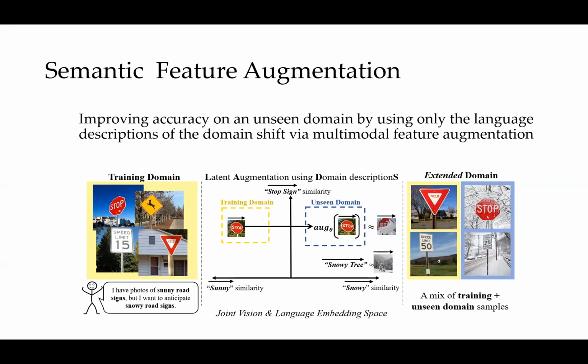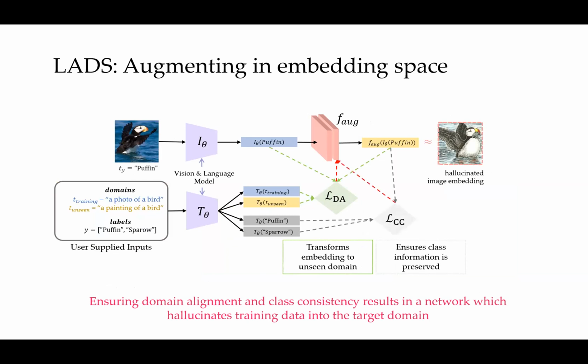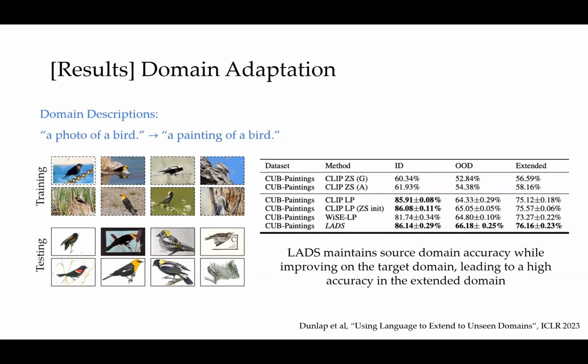And the LADS paper takes imagery, maps it into the CLIP space, accepts additional language specifications for different domains, and then imagines what the training image would look like in that new domain, and uses that as augmentation for a classifier. So we do this using a set of losses that I won't try and explain in detail right here, but there's essentially a class consistency loss and a domain adaptation loss. You've seen things like that before in our work and others, but here it's being done in the CLIP space, and the overall performance is pretty good.